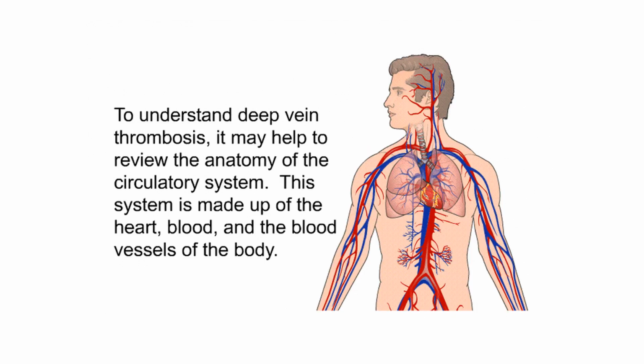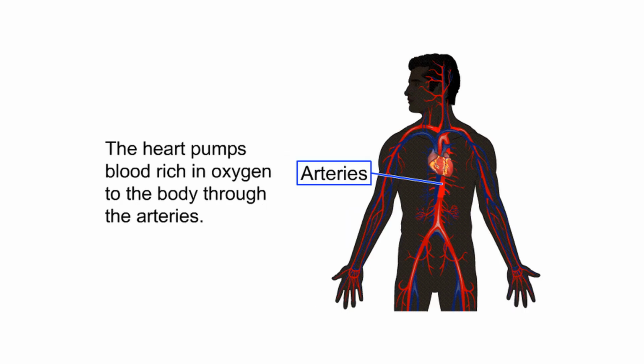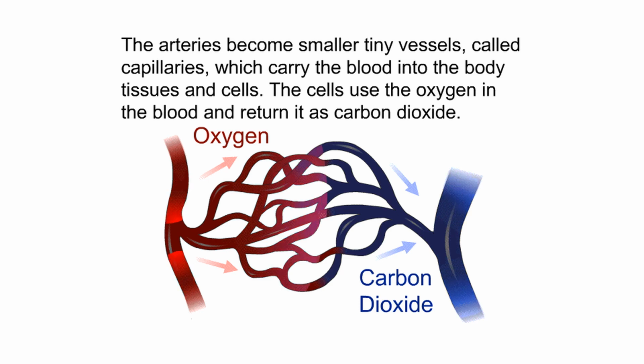Anatomy. To understand deep vein thrombosis, it may help to review the anatomy of the circulatory system. This system is made of the heart, blood, and the blood vessels of the body. The heart pumps blood rich in oxygen to the body through the arteries. The arteries become smaller, tiny vessels called capillaries, which carry the blood into the body tissues and cells. The cells use the oxygen in the blood and return it as carbon dioxide.